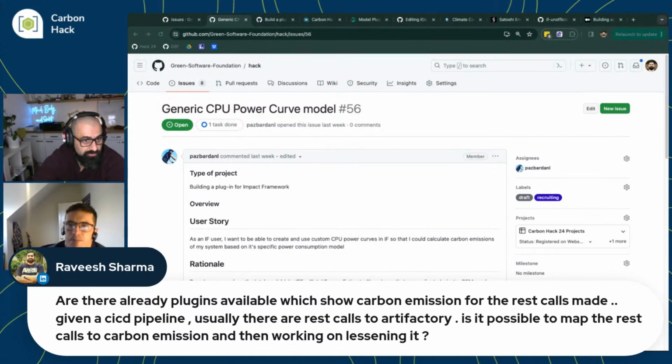REST calls. Are there already plugins which show carbon emissions for the REST calls made? Guarantee the answer is no. So like API calls. That's interesting. Given a CI/CD pipeline, usually there are REST calls to Artifactory. I don't know what that is. I presume that's some sort of place where you store things.